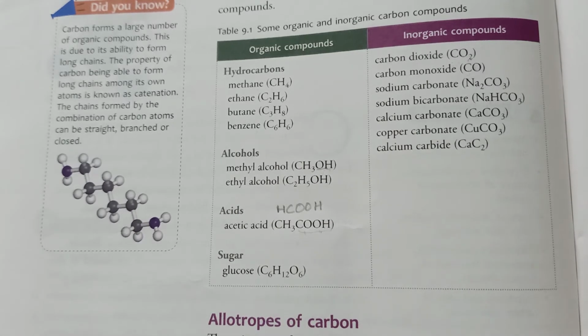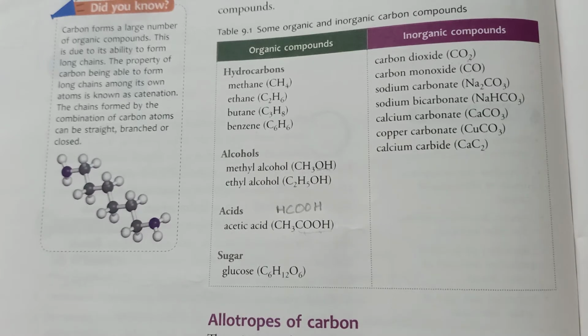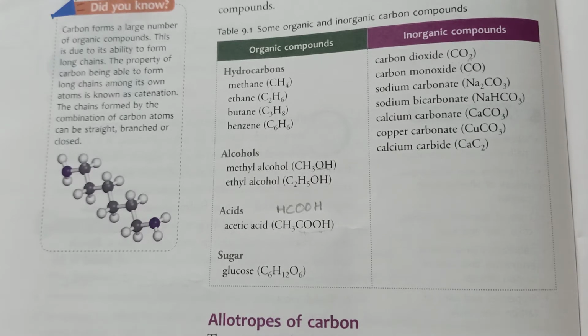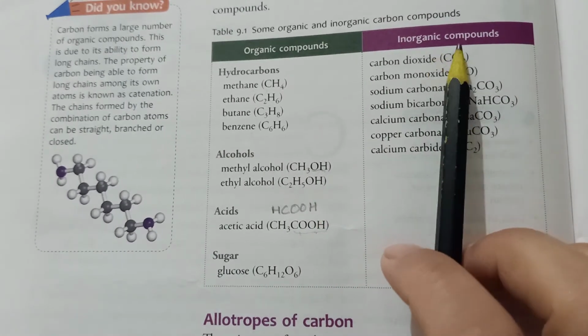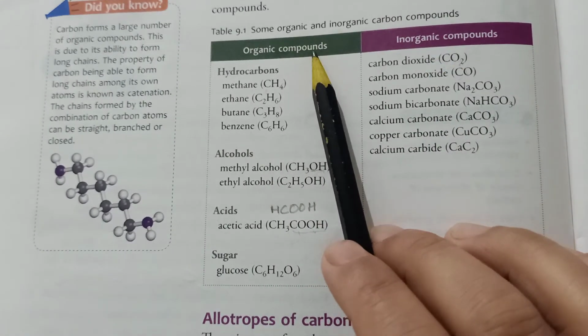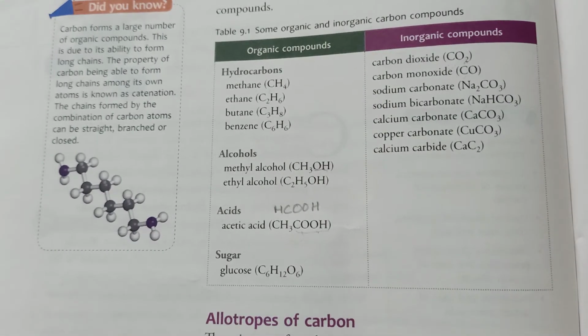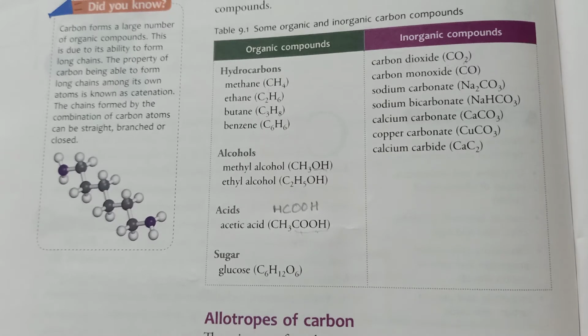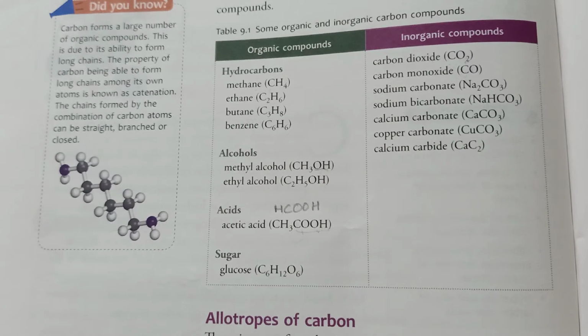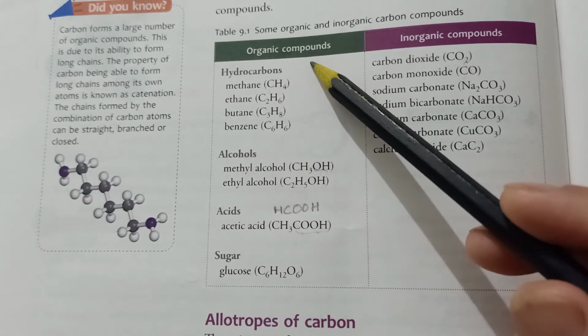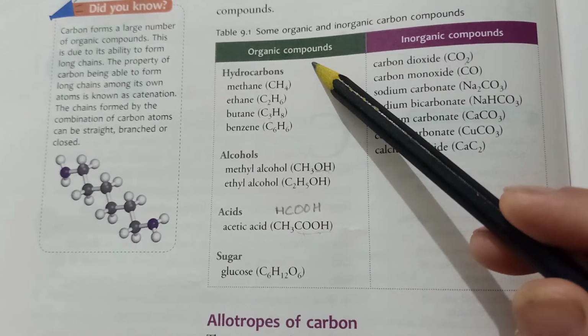So we will start our class with examples of carbon compounds. Now carbon basically can form two different types of compounds, and they are organic compounds and inorganic compounds. Now organic compounds are those compounds which have to contain carbon as one of the most important elements. Without carbon there cannot be an organic compound. Okay, organic compounds have to contain carbon.